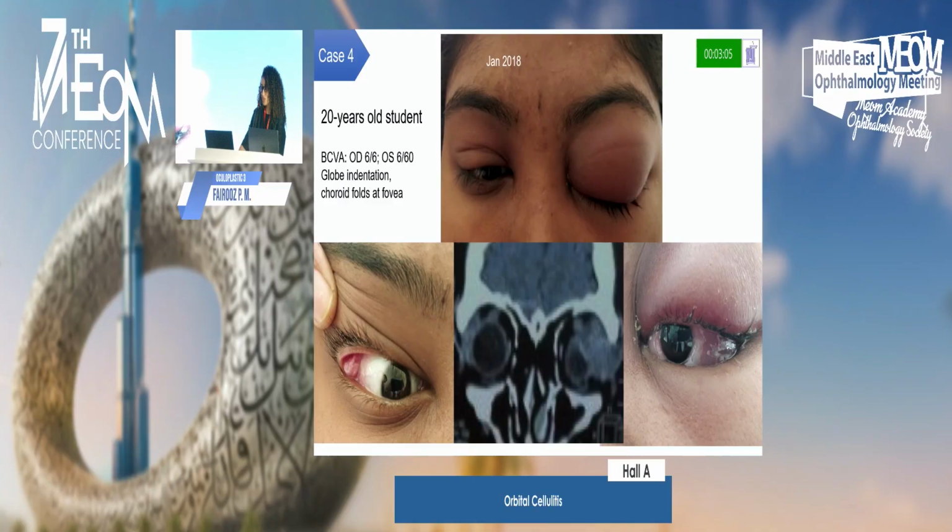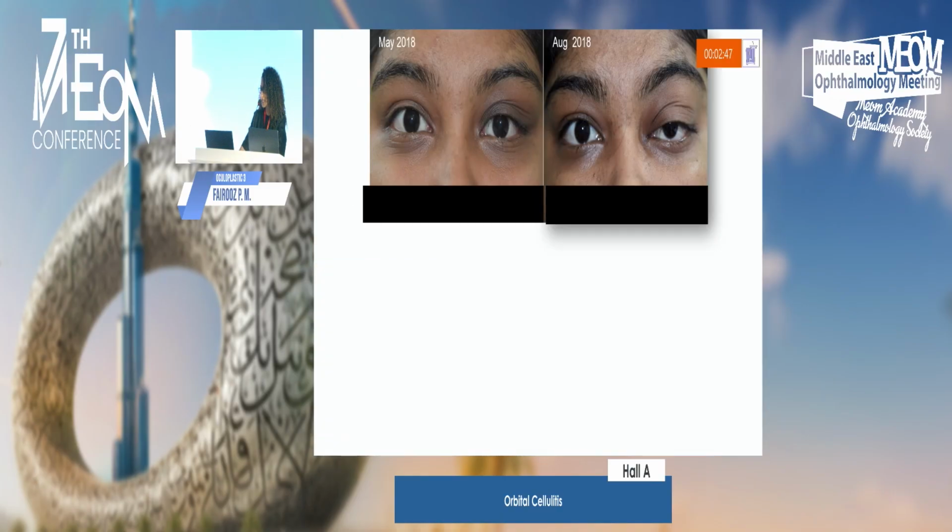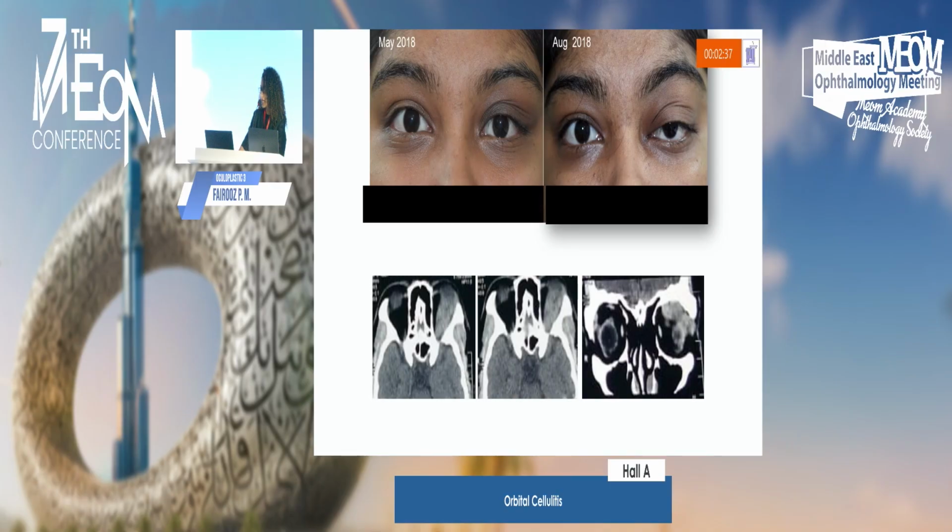20-year-old student, best corrected visual acuity was 6/60 in the left eye. It looks like an orbital cellulitis, but if you see the imaging, it's purely a dacryoadenitis, which is compressing the globe. The orbit is not much involved, but the entire lacrimal gland, in fact bilateral, but it was more on the left side. In May 2018, I just started her conservatively with intravenous methylprednisolone. In August 2018, after 8 months, she recurred, and when I did the imaging again, she had a bony erosion, as you can see in the superior wall over there. Well, that's not good news in this situation.